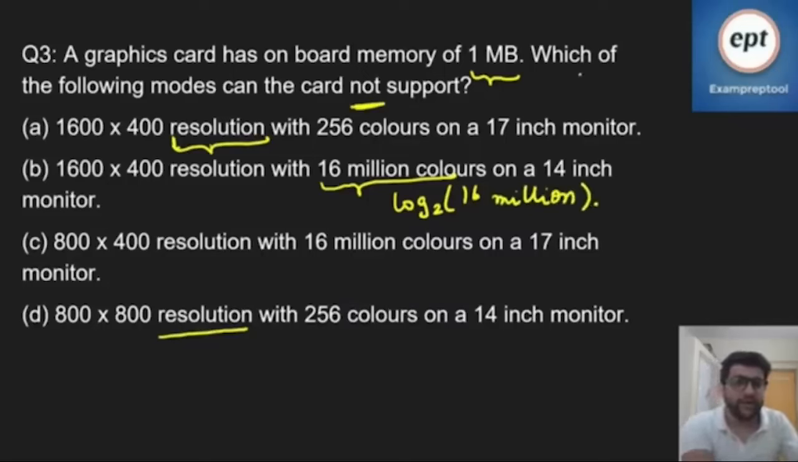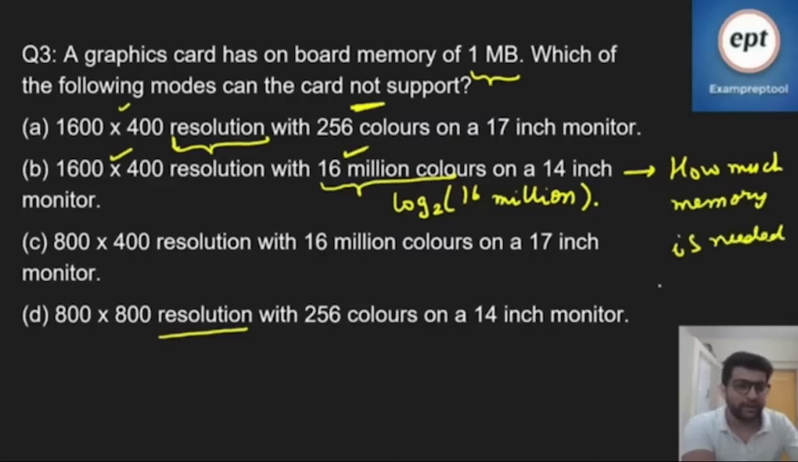Right? We have been asked which of the following modes the card cannot support. So what we will do is start with the largest option, by which I mean the highest resolution and the maximum number of colors. Here the resolution is higher in option A and option B. However, the number of colors supported is higher in option B. So let's look at how much memory is needed to represent such a screen, right?